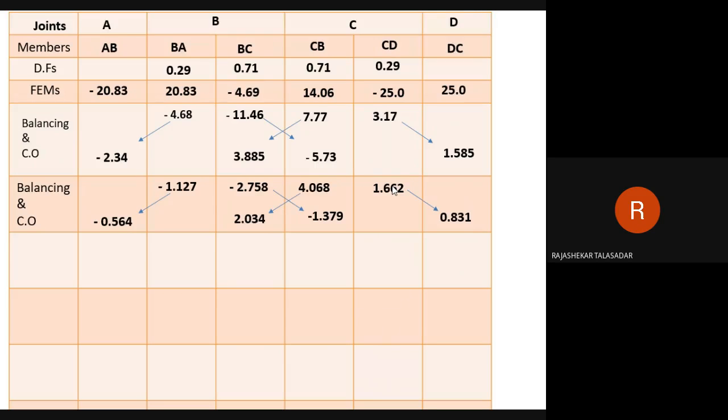I will wait for 1 minute. You keep ready your values. Balancing and carryover. At least these 2 cycles, write in your notebook, and keep ready. Next is again balancing and carryover. First you write that: first balance joint B, next balance C, then carryover. First you keep ready those values.